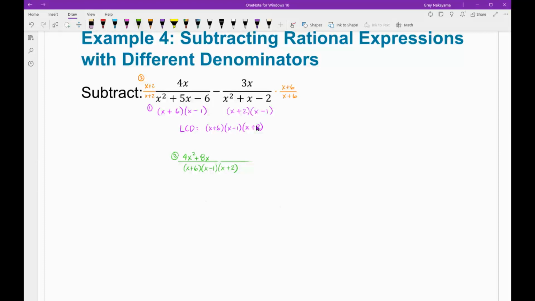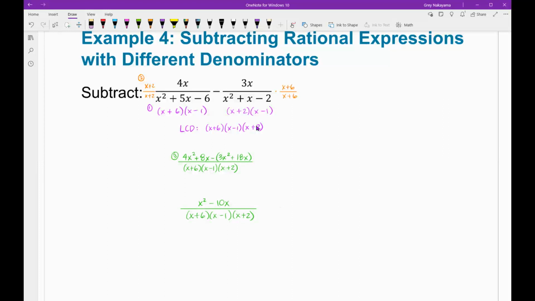I have a minus again. If I have a minus, y'all, I'm putting parentheses. 3x times x plus 6 is 3x squared plus 18x. So when I combine that, my bottom, again, is not going to change. 4x squared minus 3x squared is x squared. And then I'm going to have 8x minus a negative 8x, which is negative 10x.